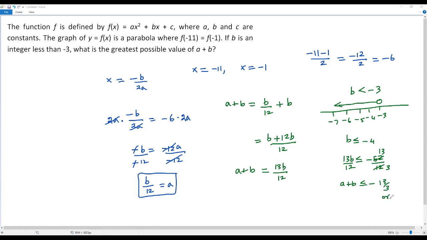Or we can get this in decimal. Let me get the decimal value of negative 13 over 3. That is negative 4.333 and it keeps going. Therefore, the greatest possible value of a plus b is negative 13 over 3, or negative 4.333. It's a long decimal.